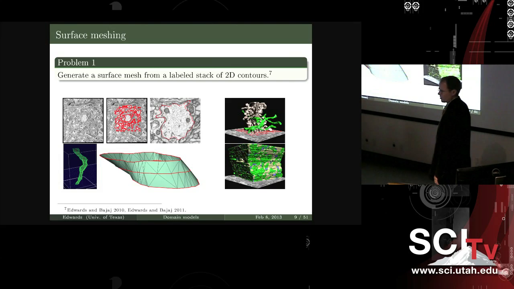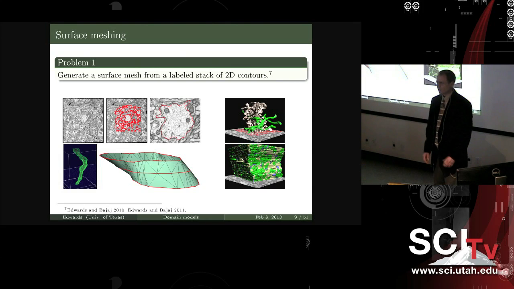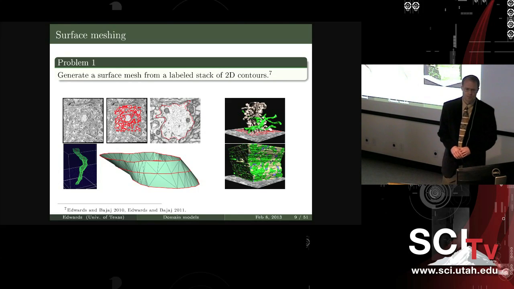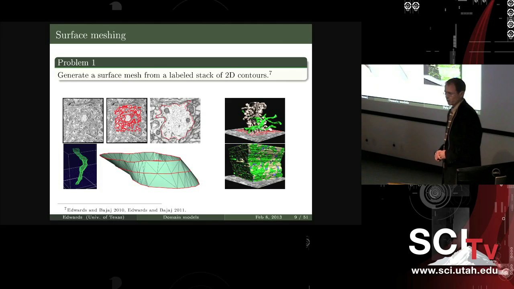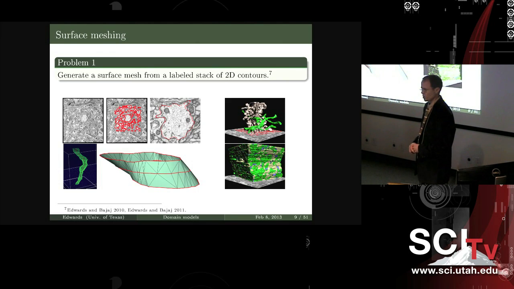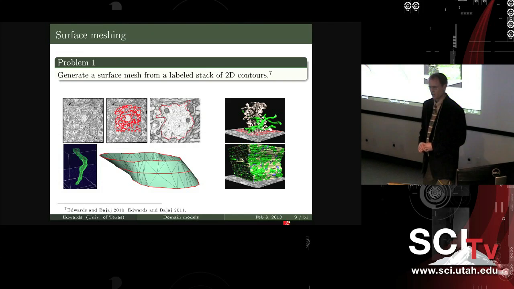Generating a surface mesh from data like this is a very well-studied topic. There are a lot of methods to do it, a lot of real-time methods. Our approach is purely geometric. It works from contours or polygons that are derived from the data.